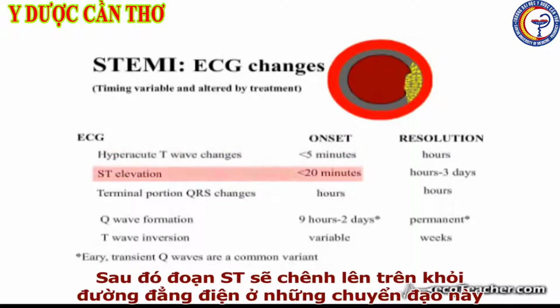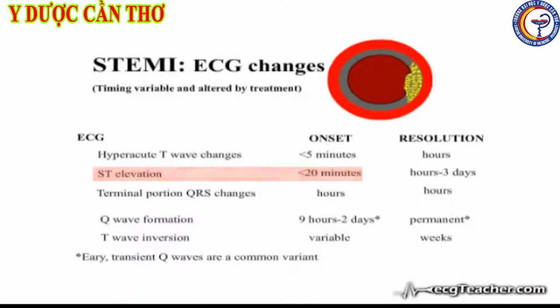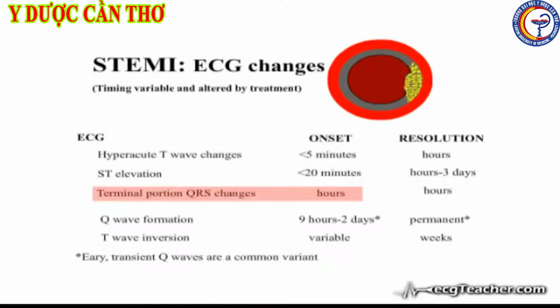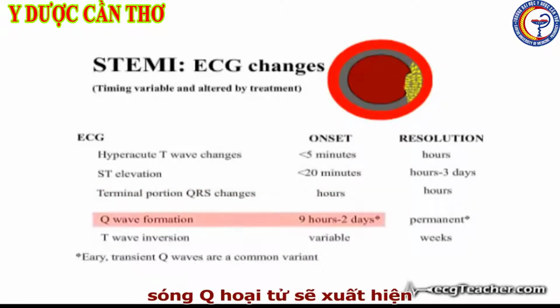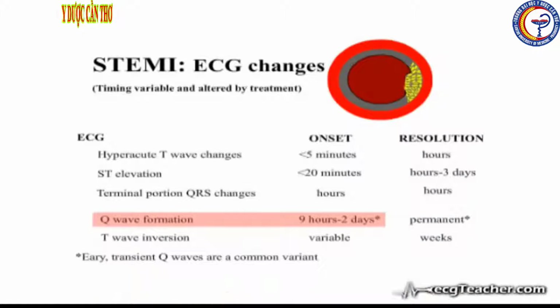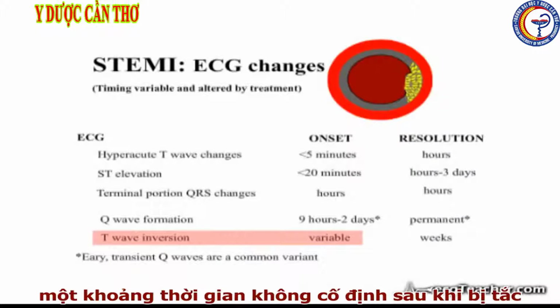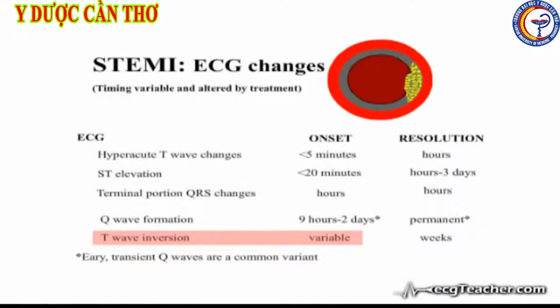This is followed by elevation of the ST segments above the isoelectric line in these leads, and this in turn is followed by alterations to the terminal portion of the QRS complex. The development of pathological Q waves occurs 9 to 12 hours after the onset of occlusion or in the days following infarction. T-wave inversion may be seen in the affected leads at a variable time point following occlusion.